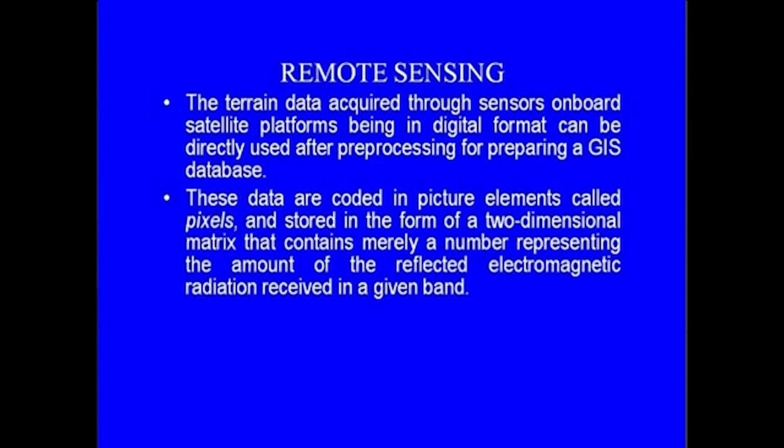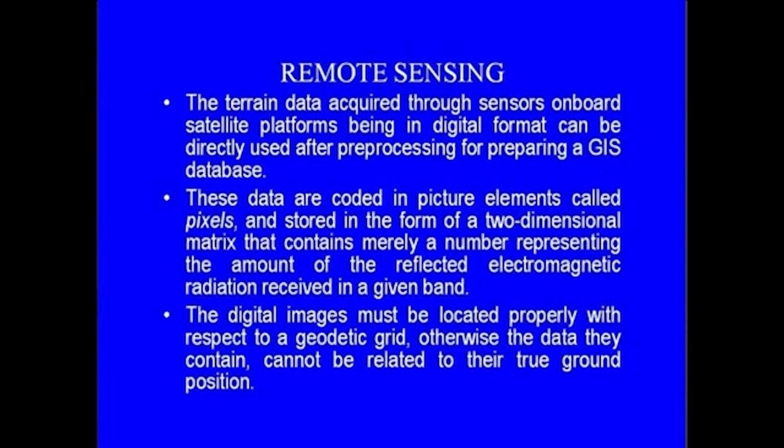These data are coded in picture elements called pixels and stored in the form of a two-dimensional matrix that contains merely a number representing the amount of the reflected energy radiation received in a given band. The digital images must be located properly with respect to a geodetic grid, otherwise the data that they contain cannot be related to their true ground positions.